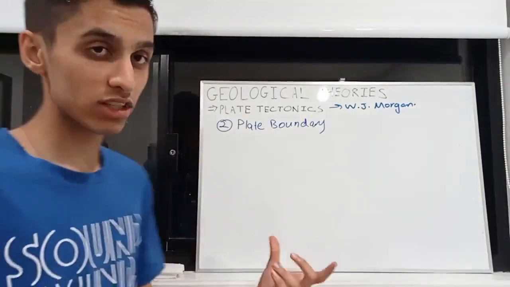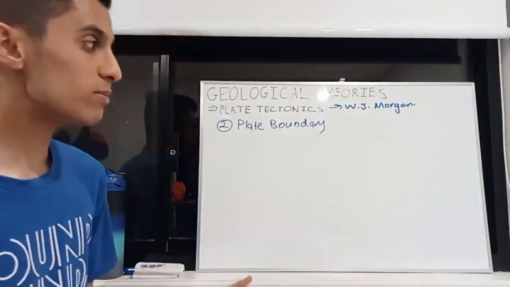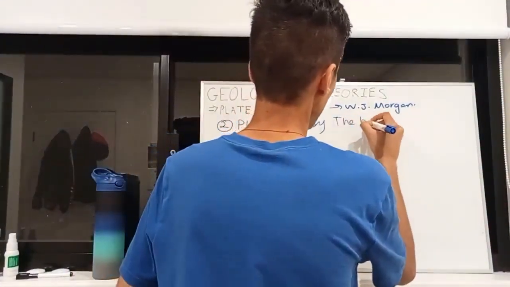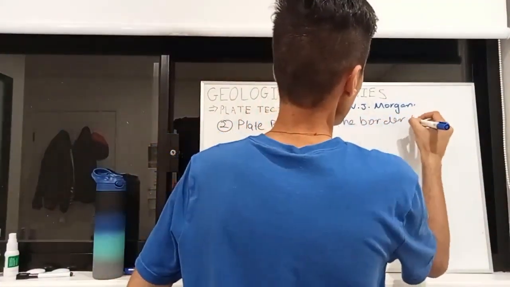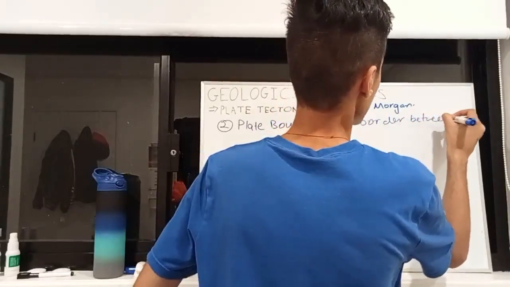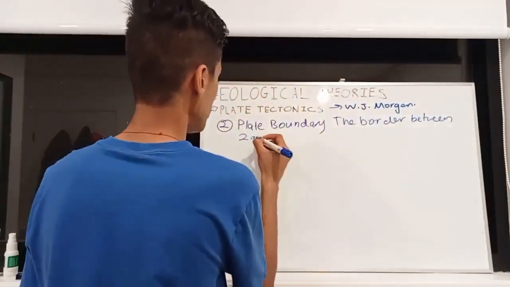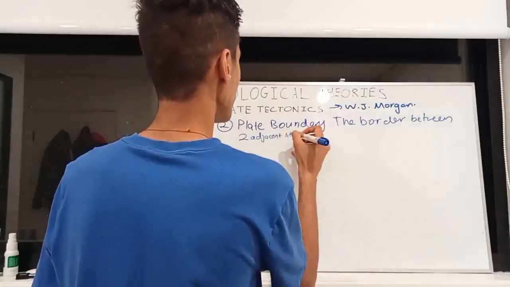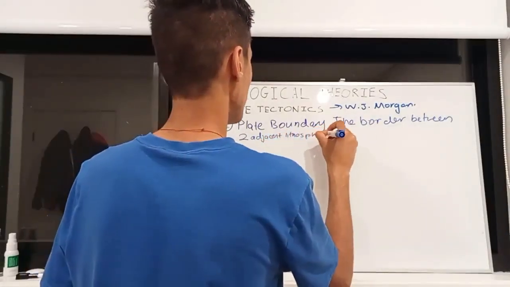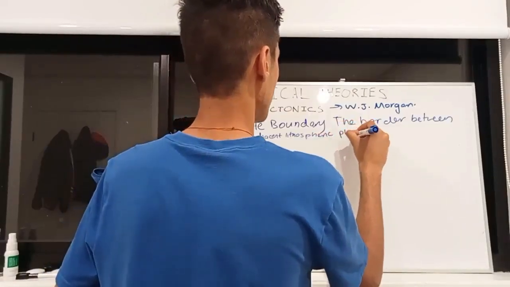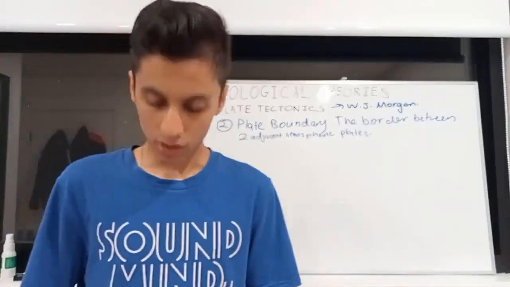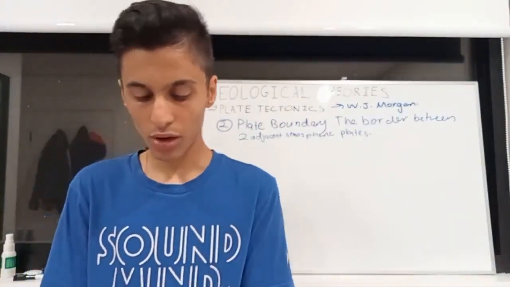So the definition of plate boundary would be the border between two adjacent lithospheric plates. This is plate boundary.